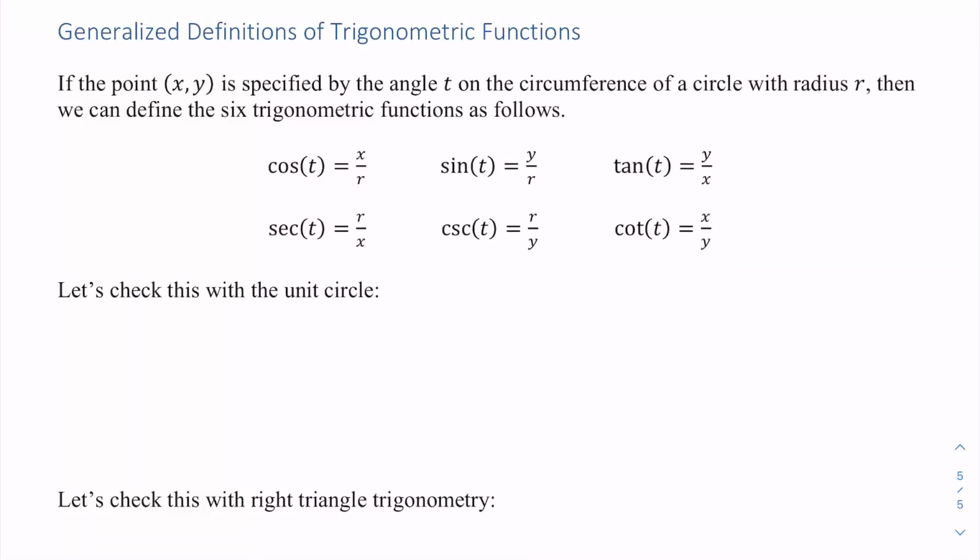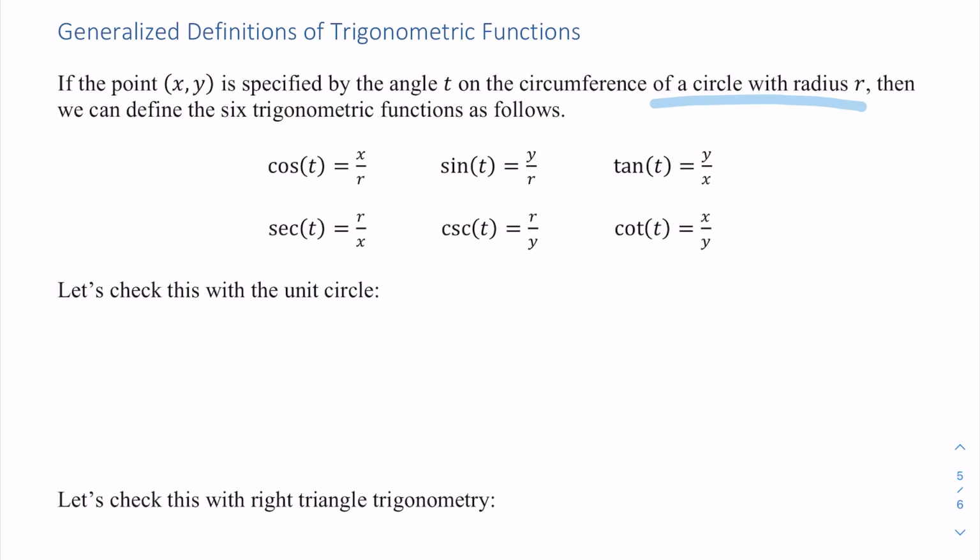Generalized definitions of trigonometric functions. So far we have defined our trigonometric functions on the unit circle using x and y, so some point on that circle. But what if we are not on the unit circle? So if the point xy is specified by the angle t on the circumference of a circle with radius r, so no longer just assuming that that radius is 1, then we can define the 6 trigonometric functions as follows.